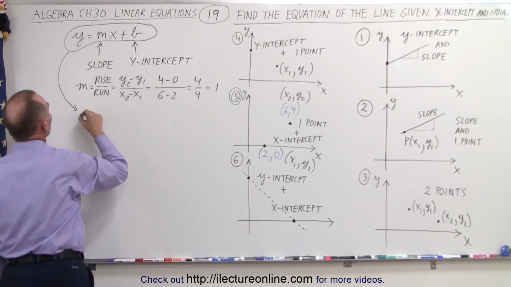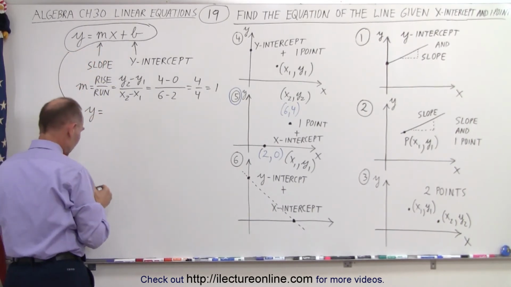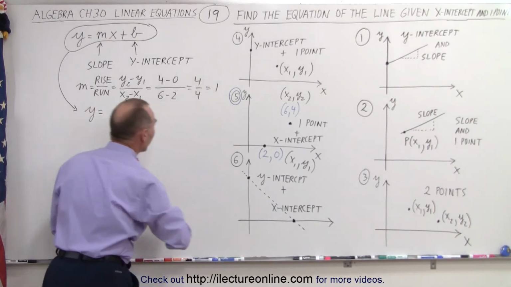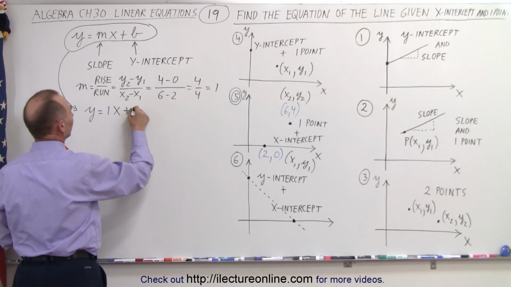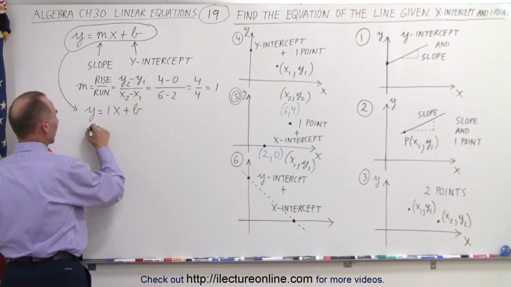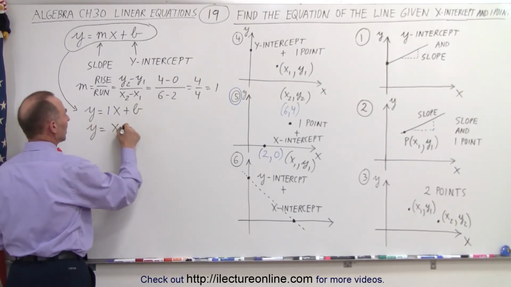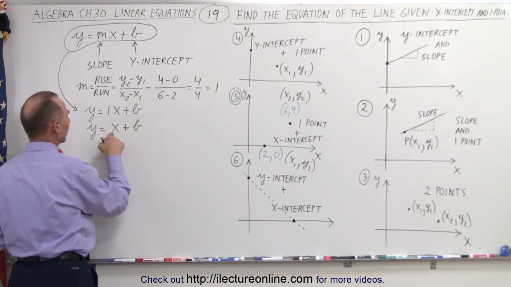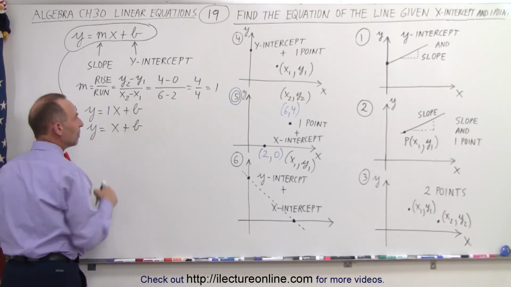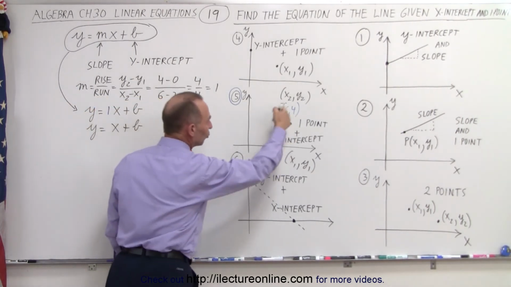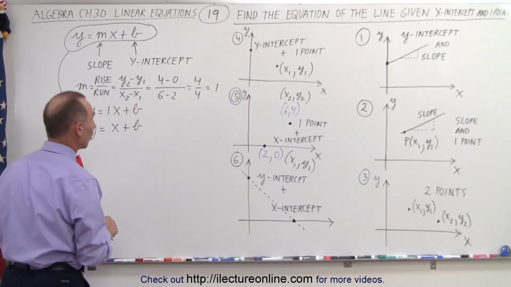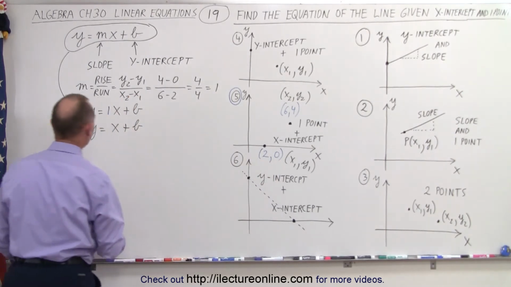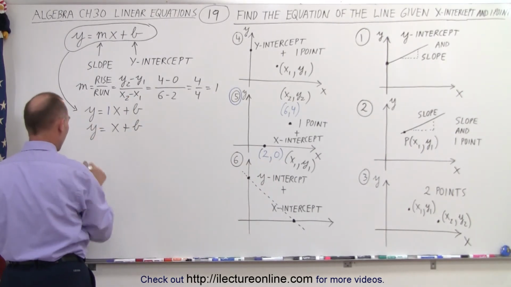So here we go, y is equal to, and instead of m, we're going to write 1 times x plus b. So let's go ahead and rewrite it as y equals x plus b. And now what we're going to do is plug in an x and a y value to find b. And again, we're going to use one of our 2 points to do that. It doesn't matter which point we grab. So let's go ahead and grab this point right here and plug that in for x and y.